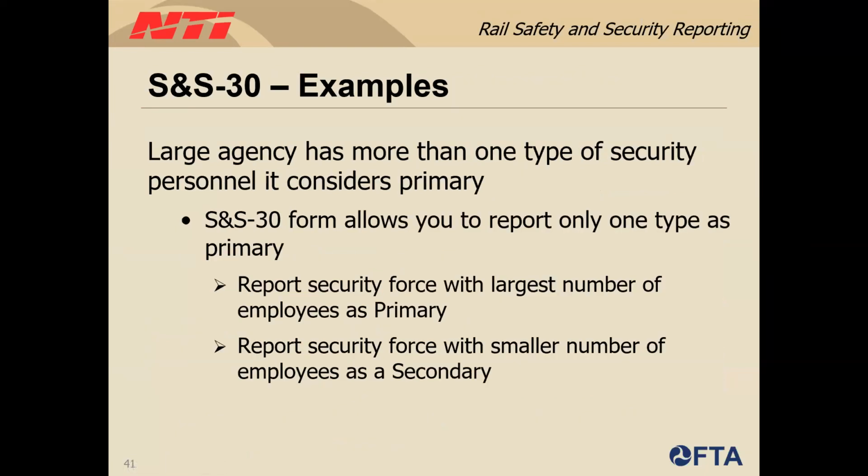NTD allows for only one primary personnel type. If your agency has more than one type of security personnel, it considers its primary. Report the security force with the largest number of personnel as the primary and the smaller force as secondary. For further information on the SNS 30, please see the SNS policy manual on the NTD website or ask your analyst for assistance.